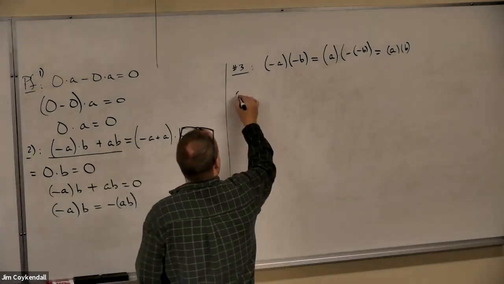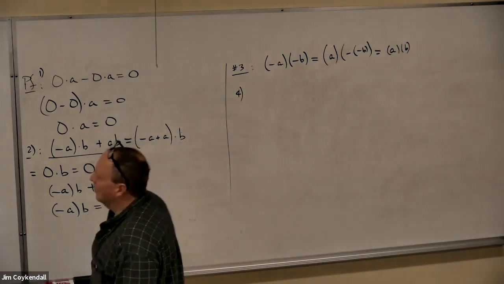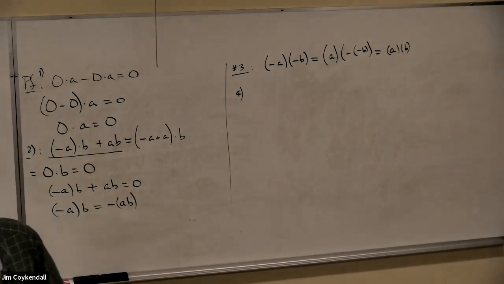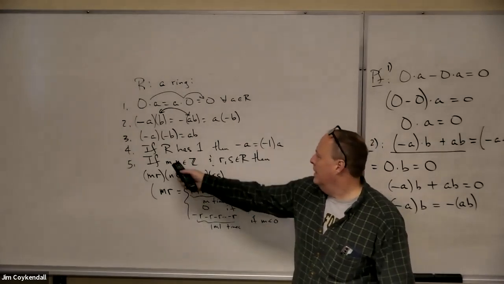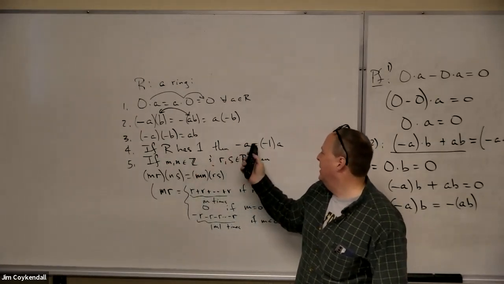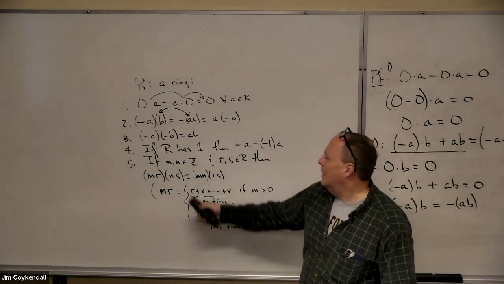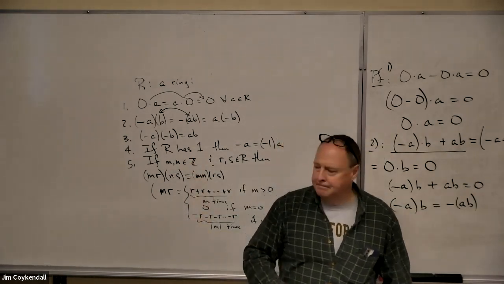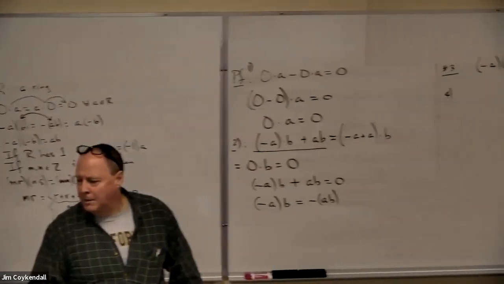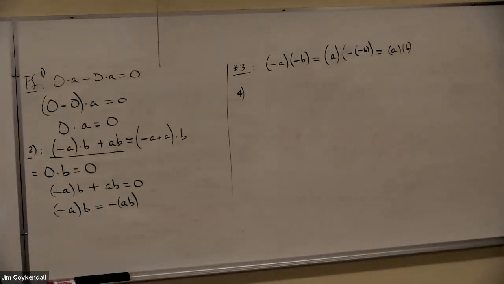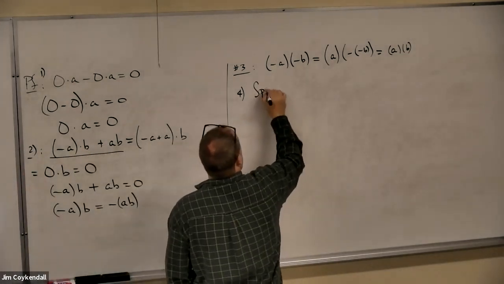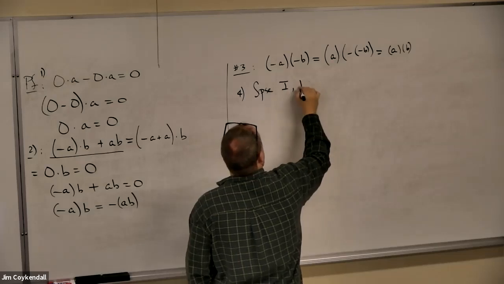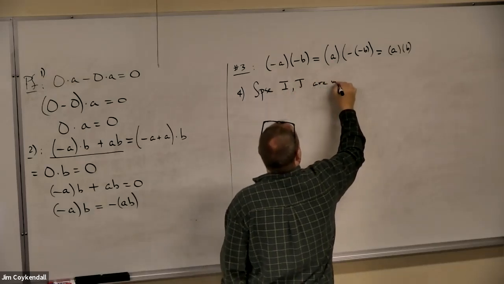Number four. One thing that I didn't write down on the board that I did write down the last time that we were together: if R has one, then negative a is minus one times a. Also, I wrote down that it is unique. So what I'm going to do first is prove that if R has an identity, a multiplicative identity, then it's unique. So let's suppose I and J are multiplicative identities.